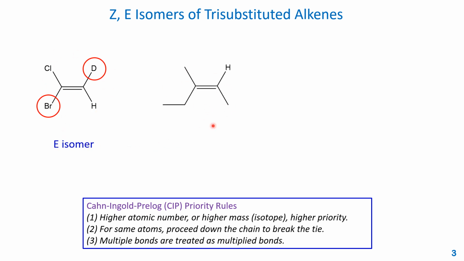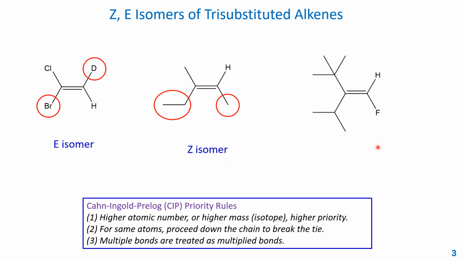Another example here: on this vinylic carbon, we have methyl and ethyl. Ethyl is higher priority than methyl. On the other vinylic carbon, we have hydrogen and methyl. Methyl is higher than hydrogen. So now, the second step: compare these two higher priority groups. They are on the same side of the double bond, so this is the Z isomer. So you can see the E isomer is kind of like a trans, but you cannot say trans since this is trisubstituted. Z is more like a cis, but you cannot call it cis. You can only say Z.